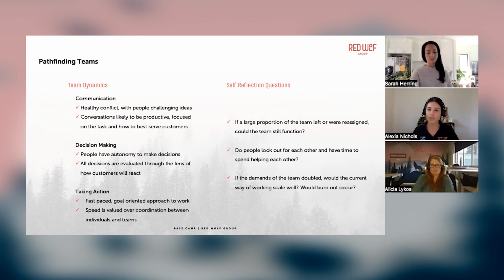So again, we've just got some self-reflection questions that you could ask yourself if you find that you're in this team type, or you can ask the group. If a large portion of the team was to be left or reassigned, could the team still function? Do we know the roles and responsibilities of each person in the team and how we all work together? Do people look out for each other and have the time to actually help one another? So is that something that could be worked on a little bit? Is everyone working more individually rather than as a team, or maybe just putting their hand up to say, hey, if you need something, feel free to reach out to me? So that might be another important question to ask.